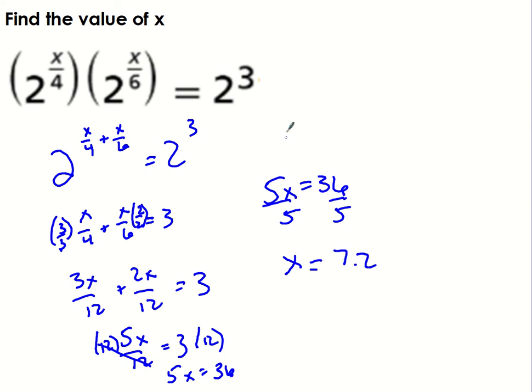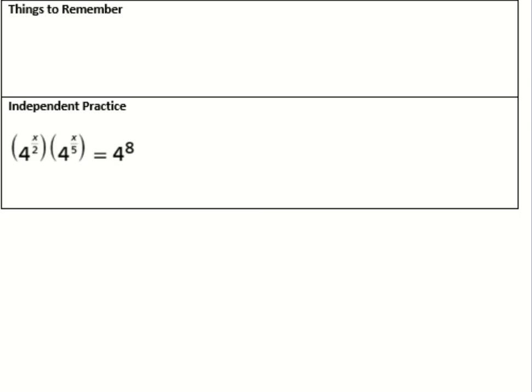Okay. Hopefully you got that one right. So that's really it. That's all I've got for you guys today. So independent practice, make sure you get that done. For things to remember, I want you to show an example of a power, but let's do a simple one. So 4 to the 3rd times 4 to the 5th equals 4 to the 3 plus 5, which is 4 to the 8th. Not 8, but 4 to the 8th. So yeah, get an example of that in there. That'd be great.